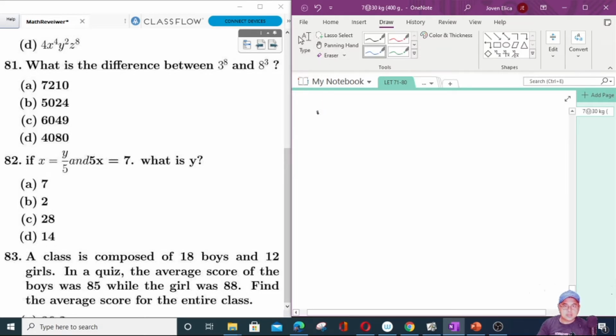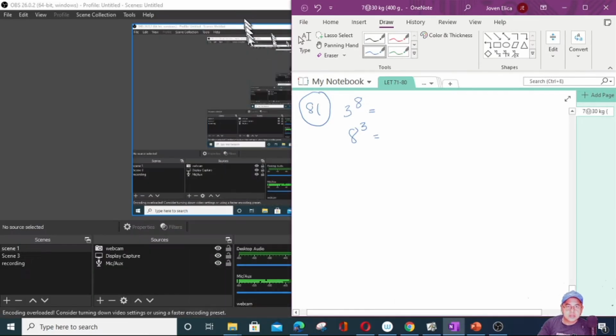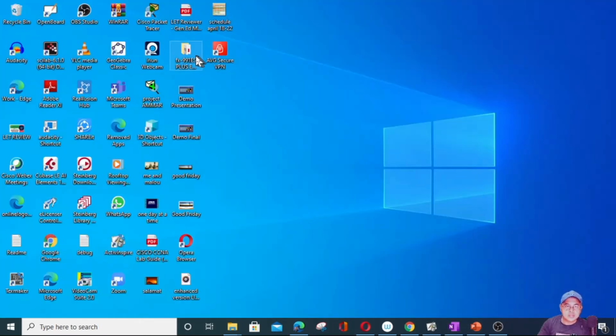So let us answer question number 81. Three raised to 8, what is the difference, and 8 raised to 3? Let us first compute what is 3 raised to 8. So using calculator, since you are allowed to use calculator in the exam, I'm going to open first the virtual calculator.